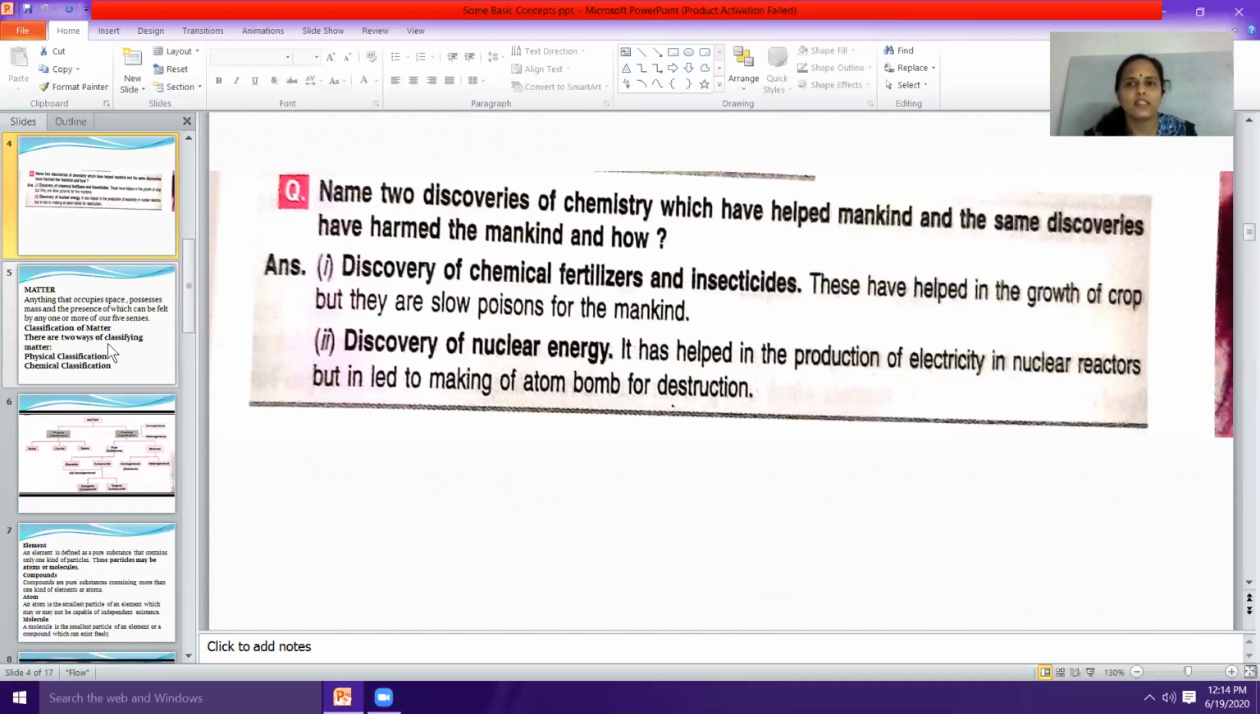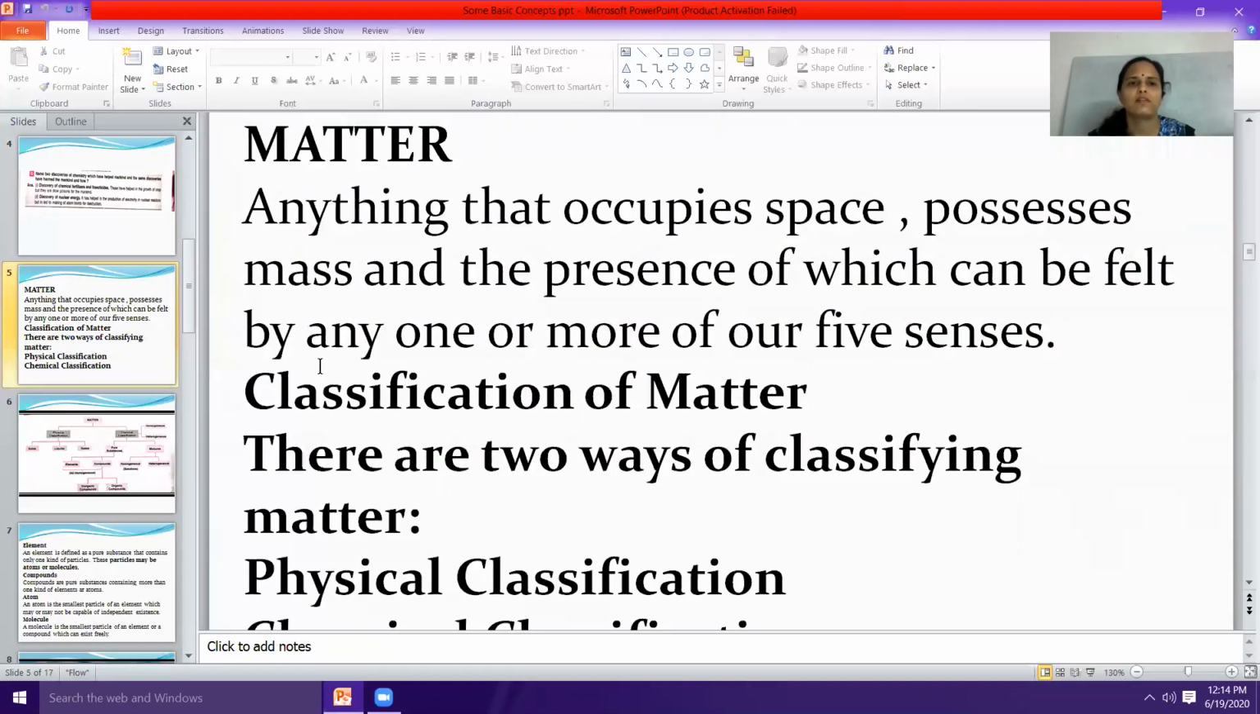The second one is the discovery of nuclear energy. I discussed that in the importance and scope of chemistry. The discovery of nuclear energy has helped in the production of electricity in nuclear reactors, but it has led to the making of atom bombs also for destruction. So it has helped mankind, as well as the same discovery has also harmed mankind. You can give more examples.